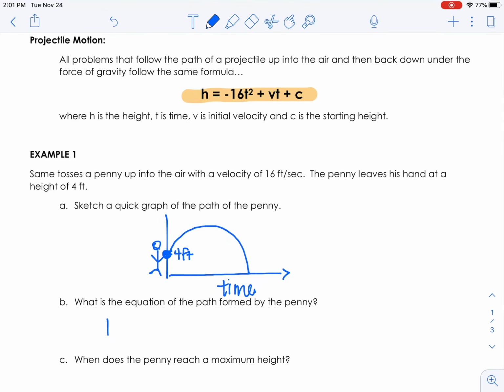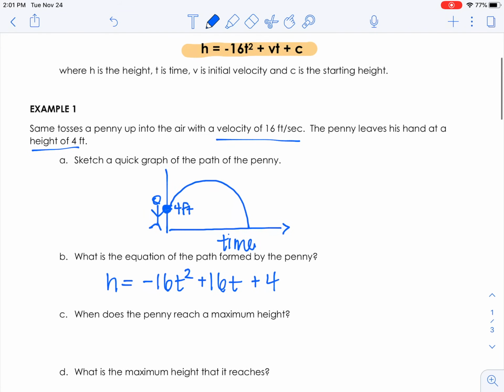So we know our equation will always say h equals negative 16t squared, plus we know our initial velocity is 16 from up here, so 16t, plus that initial height, the starting height is c, and that was 4 feet.